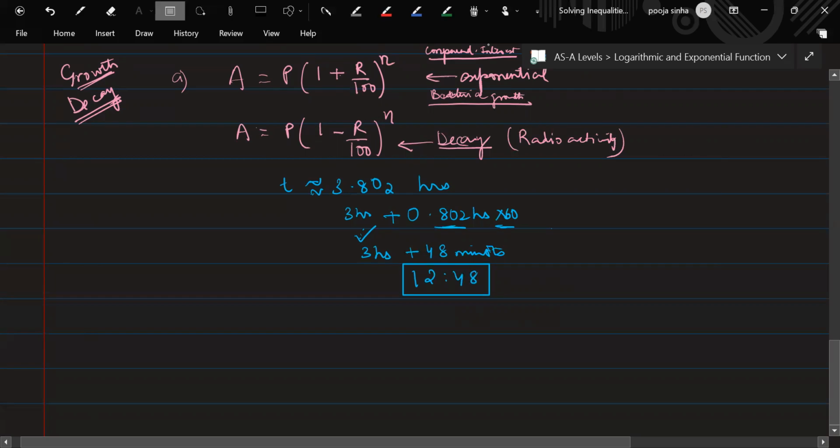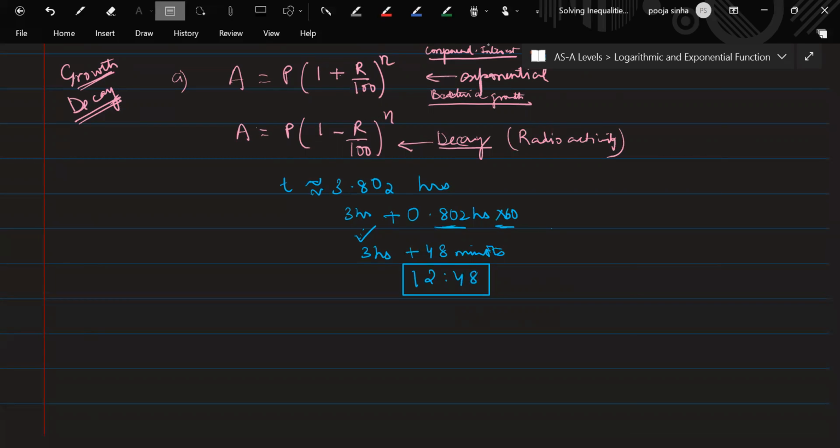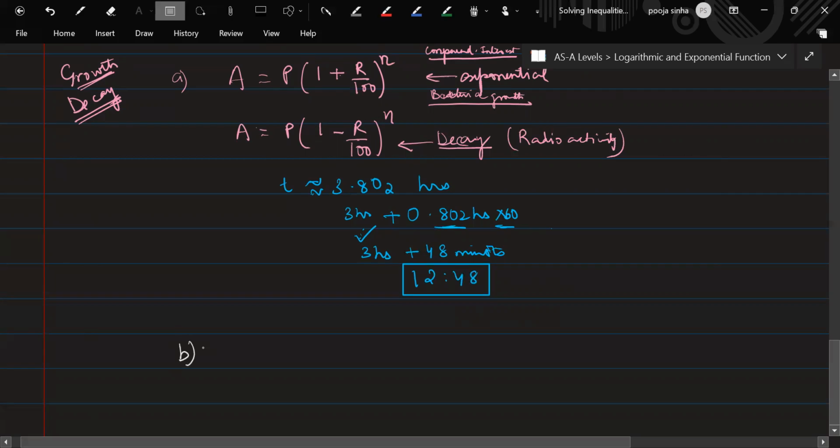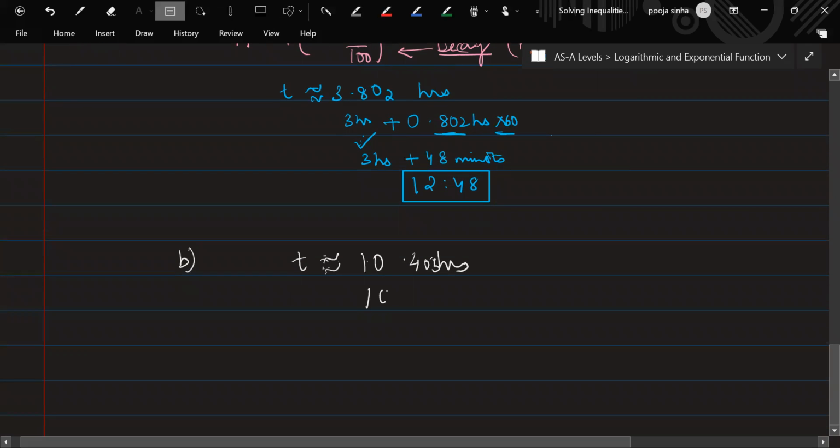Is the n value 10.4? The B part you are getting as T is approximately equal to 10.4 hours, right? Yeah. Okay. Which means 10 hours plus 24 minutes. 10 hours, 24 minutes. Very good. The 0.4 hours you convert into minutes by multiplying by 60. So 10 hours and 24 minutes.